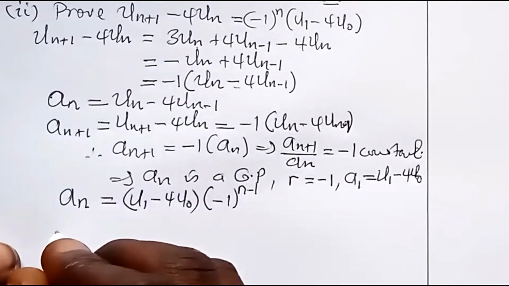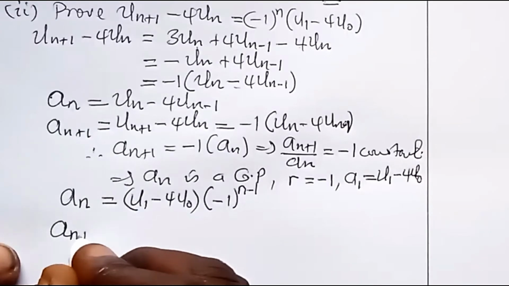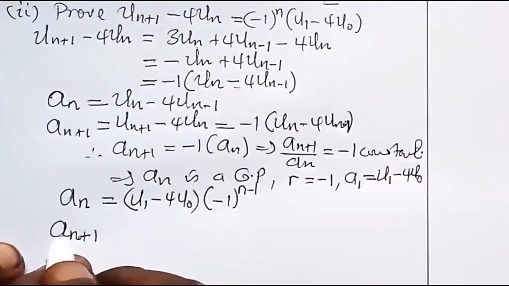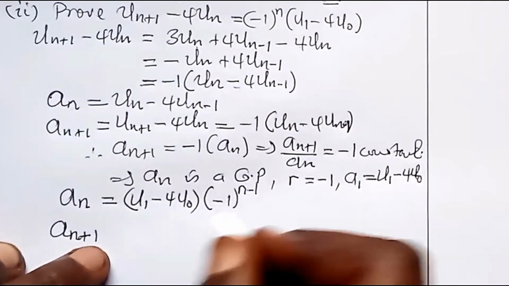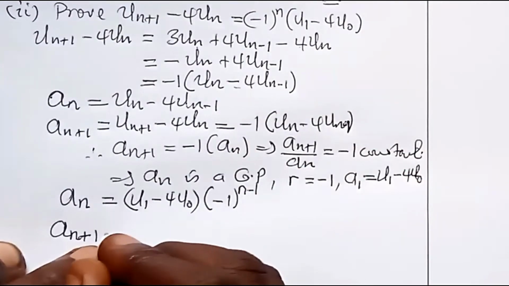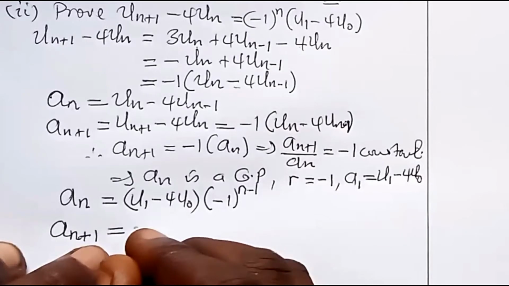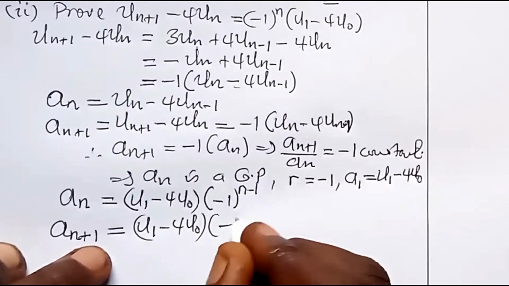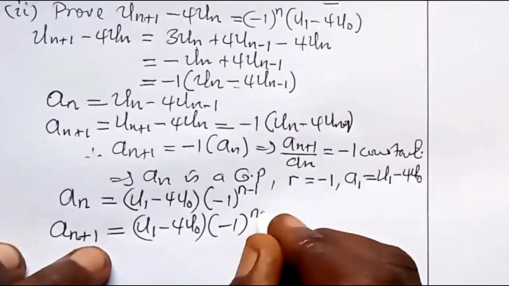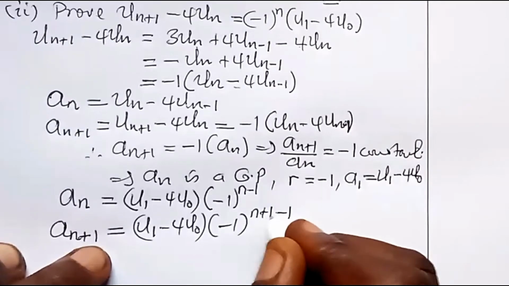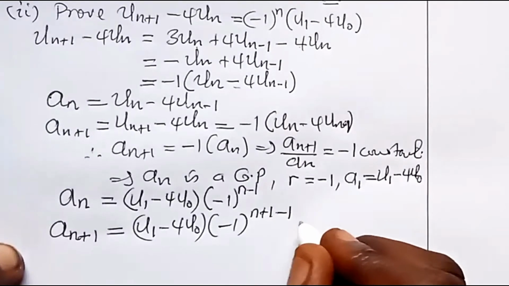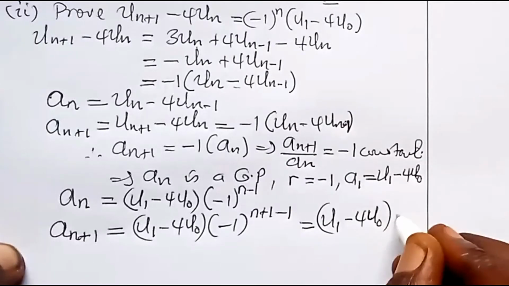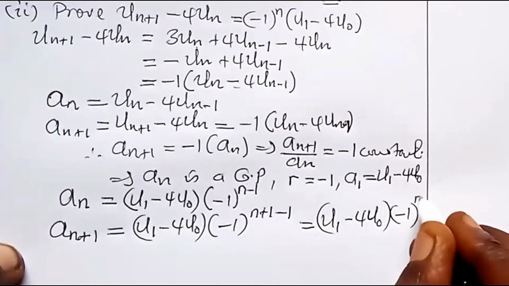From here, the expression that we are seeking to find is a_{n+1}. a_{n+1} is actually the left hand side of the proof. So if I get a_{n+1} in terms of n, then I will get the proof directly. a_{n+1} should be (u1 minus 4 u naught) into (negative 1) to the power n plus 1 minus 1. Again, number of terms minus 1. And that gives (u1 minus 4 u naught) into (negative 1) to the n.